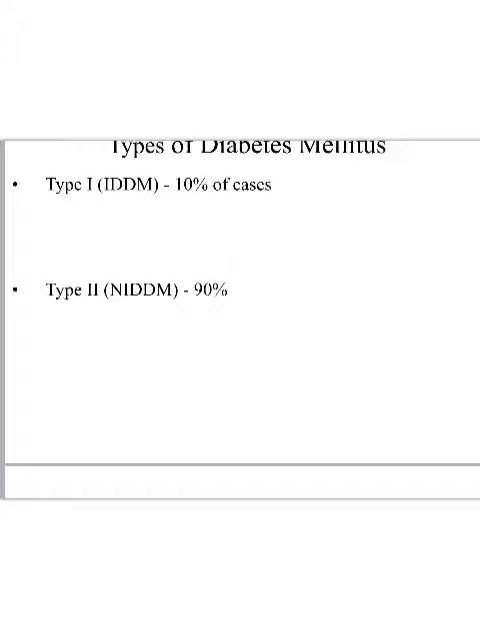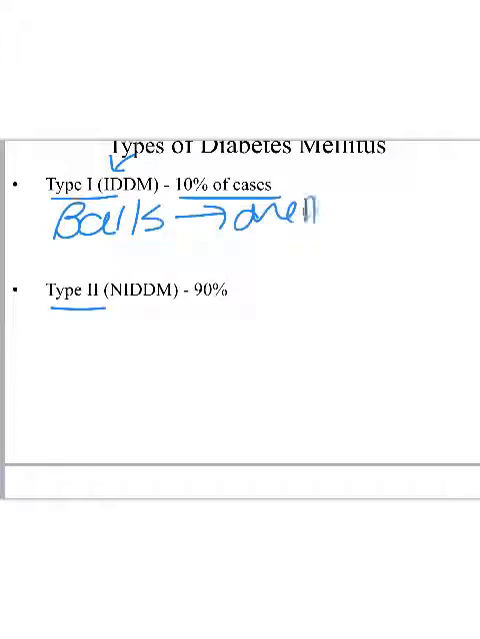Okay, now there's two types of diabetes. Well, there's more than two types, but two basic types to start out with: type 1 and type 2. Type 1 is insulin dependent diabetes mellitus. Only 10% of the cases are this. They used to call this juvenile diabetes. What happens with this is the beta cells in your pancreas aren't producing insulin. So no insulin. This is one that's genetic, you're born with it, or it's an autoimmune disease, they're not quite sure.